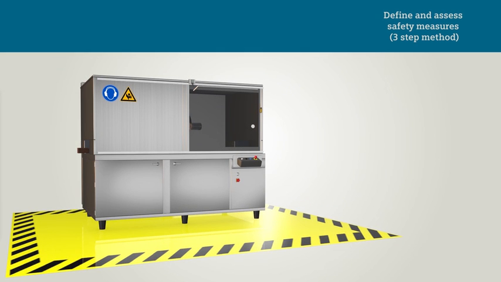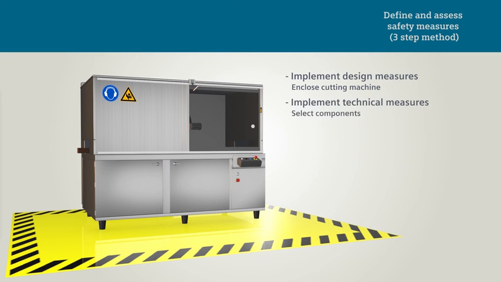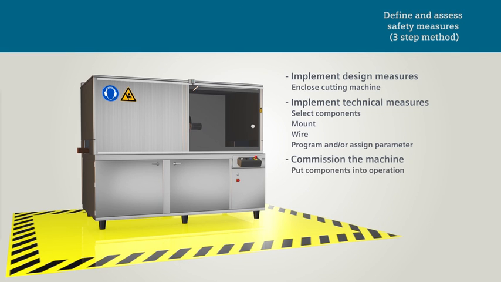In the third and last phase of the risk reduction, the safety concept should be implemented and put into operation. In the case of our example machine, proceed with the following sequence to do so. Implement design measures. Enclose the cutting machine. Implement technical measures. Select, install, perform wiring, programming or parameterization of components. Commissioning the machine. Commission the components and test the safety functions against the specification.